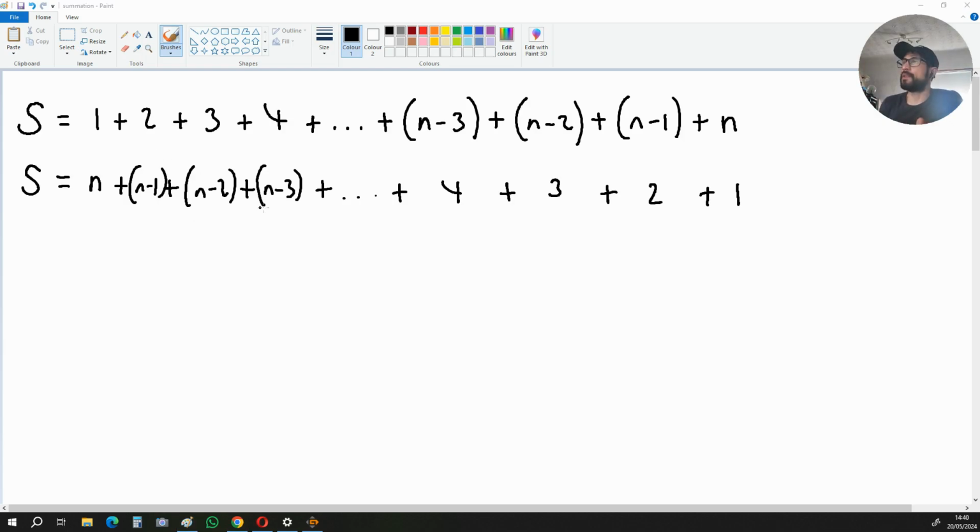Now what we're going to do is add up both of these sums. N plus 1 gives us n plus 1. So let's write that down. N minus 1 plus 2 gives us n plus 1. N minus 2 plus 3 gives us n plus 1. N minus 3 plus 4 gives us n plus 1. The similar sums in between will all give us n plus 1.